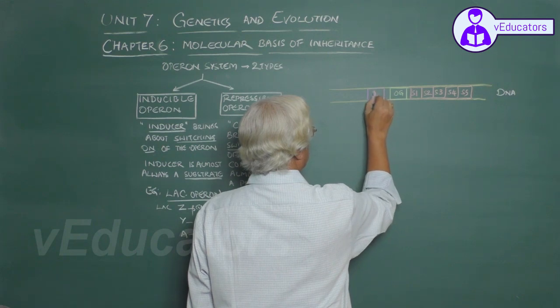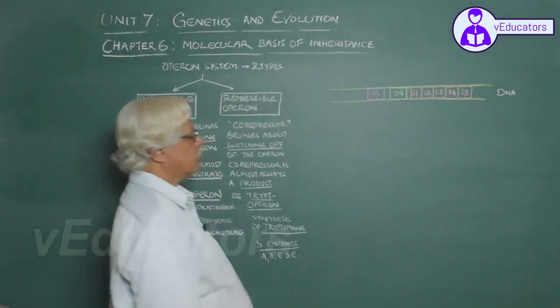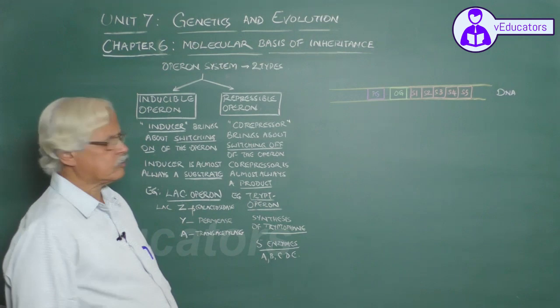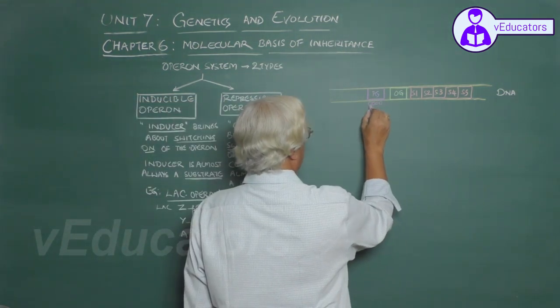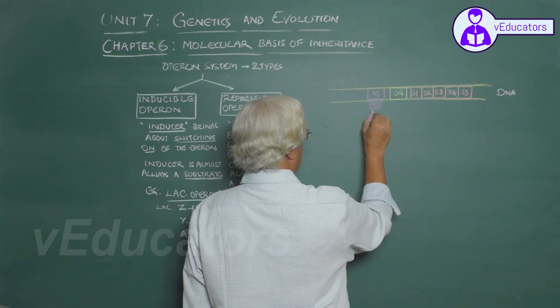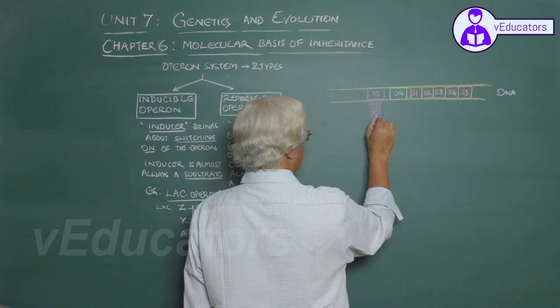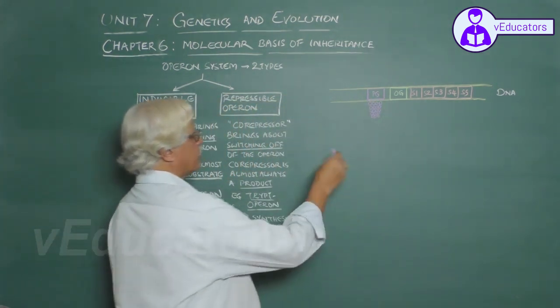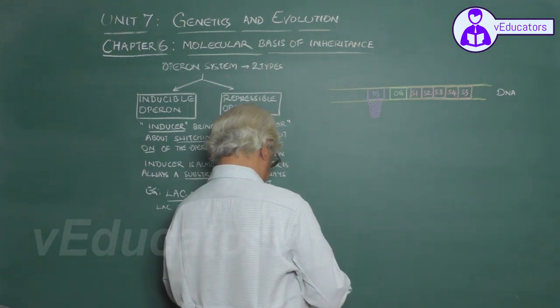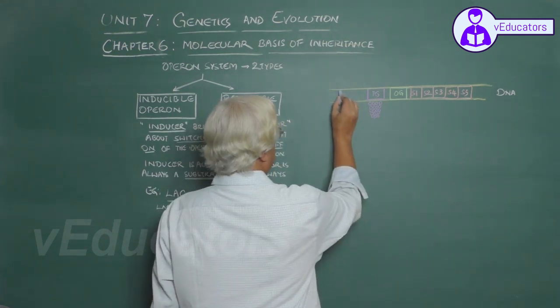This is the promoter gene, to which RNA polymerase molecules are attached. This is the regulator gene.